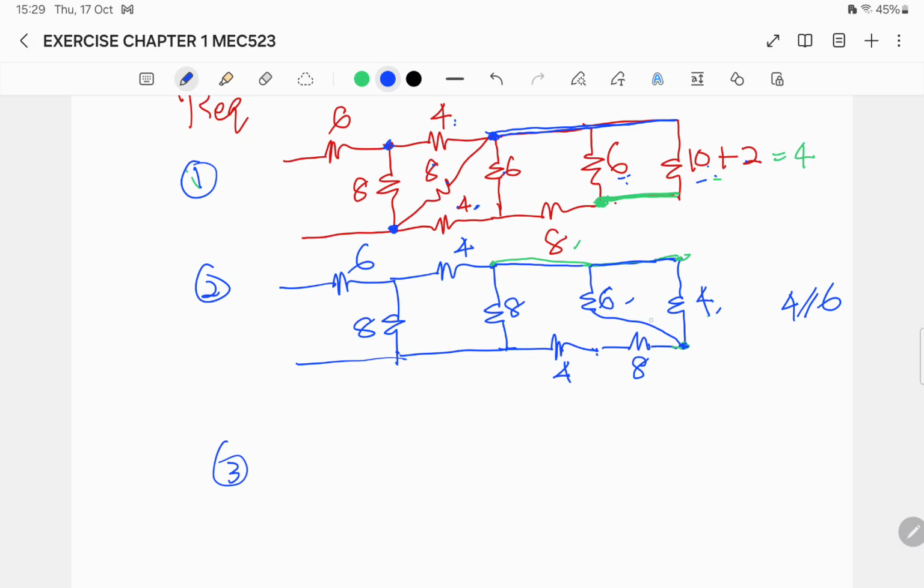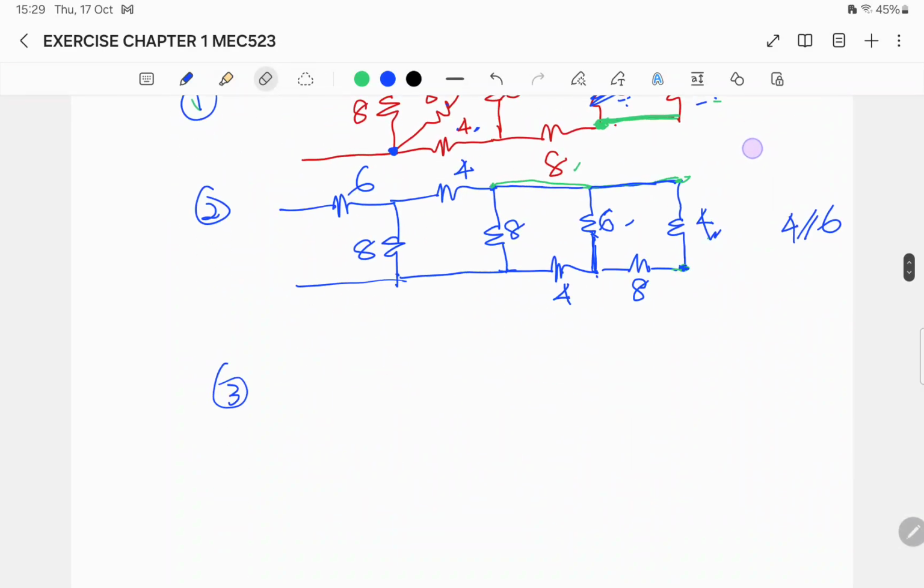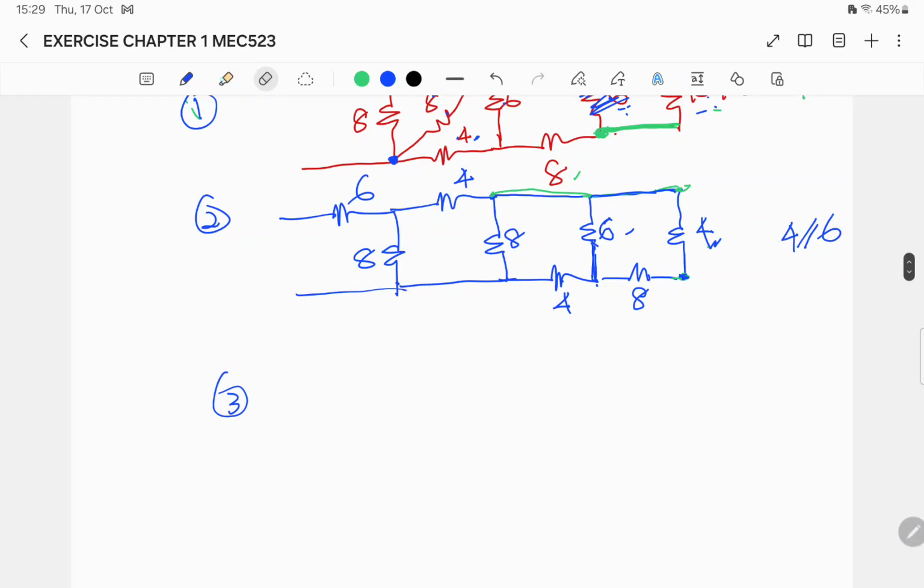Oh, yang mana dah parallel? Ni. Oh, 6 ni. So ni tak ada dah. Tu ke? Okey. So 6 betul duduk sini lah kalau macam tu. Okey, gitu. Betul lah. Okey. So 4 series dengan 8 lah next one. Kan? So 6, 8, 4, 8.